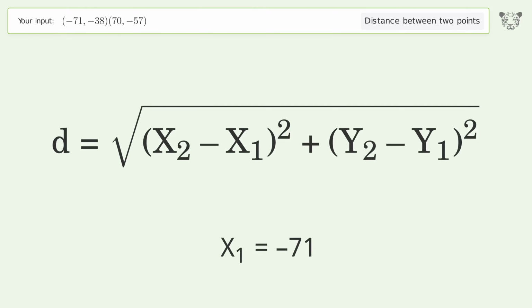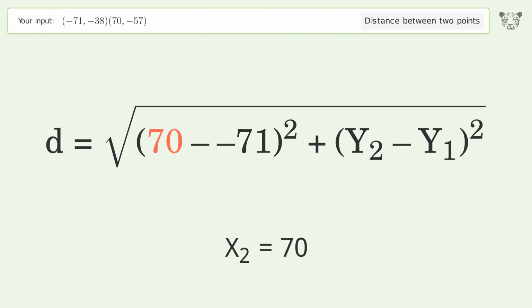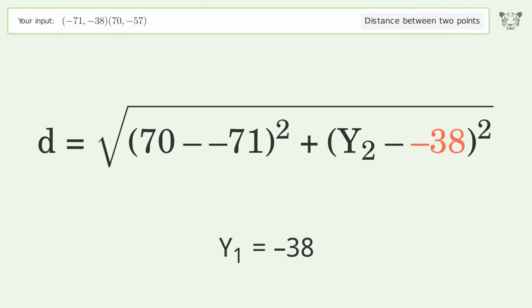x1 equals -71. x2 equals 70. y1 equals -38. y2 equals -57.